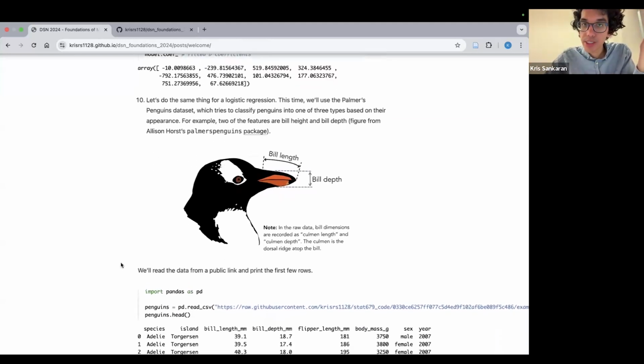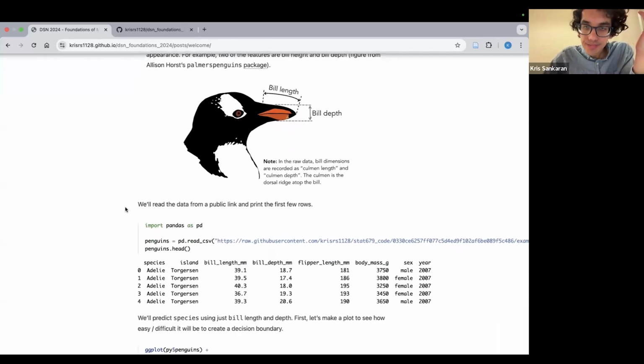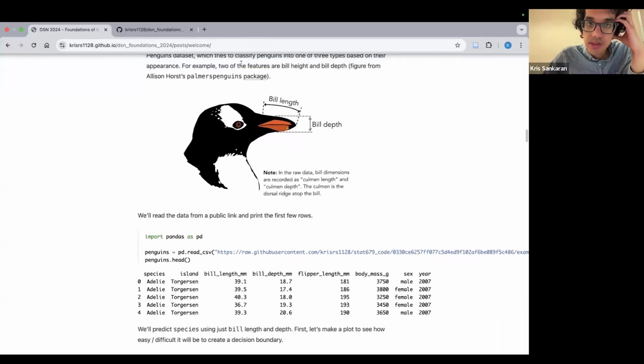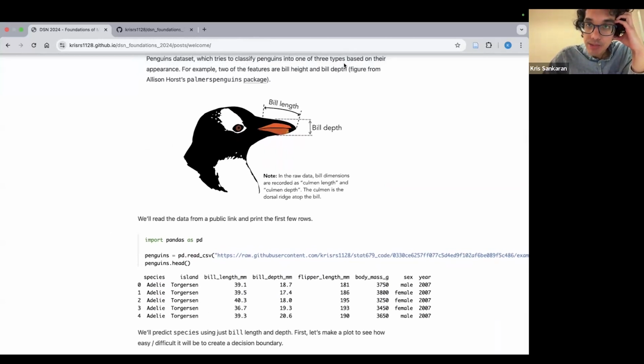Do the same thing with logistic regression. So this is going to be a classification problem instead of a regression problem. There are specific outcomes. What you're trying to do here, there are three types of penguin. That's why it's classification, a categorical response. Three types of penguin. We're going to be using a couple of the features about the beak.